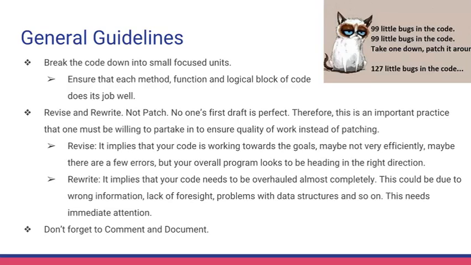Revise. It implies that your code is working towards the goals, just maybe not efficiently. Maybe there are a few errors, but your overall program looks to be heading in the right direction. Rewrite. Rewrite implies that your code needs to be overhauled almost completely. This could be due to the wrong information, lack of foresight, problems with data structures, and so on. This needs immediate attention. The last thing that we shouldn't forget is to comment and document.